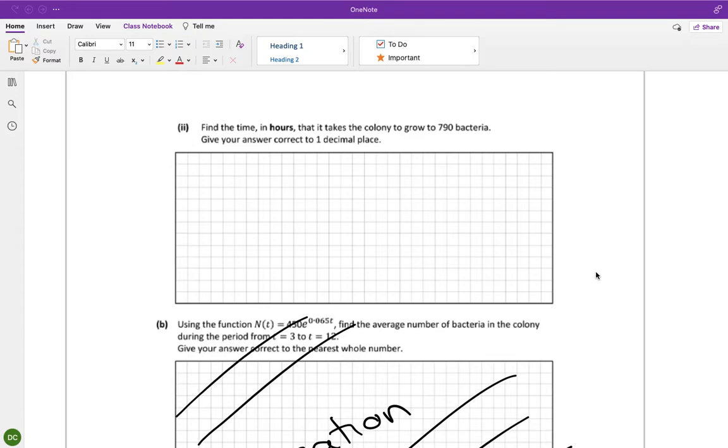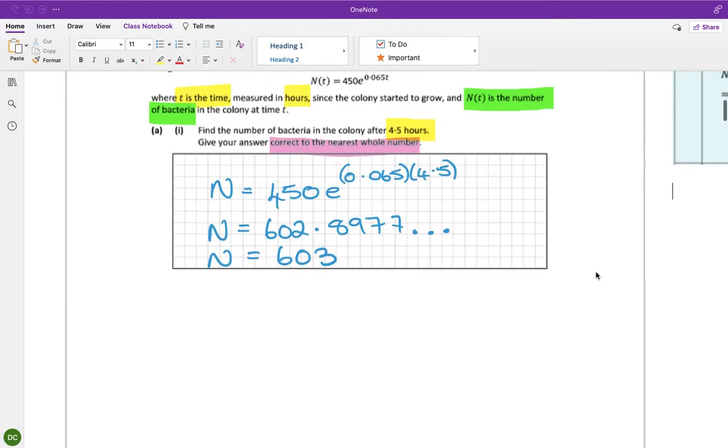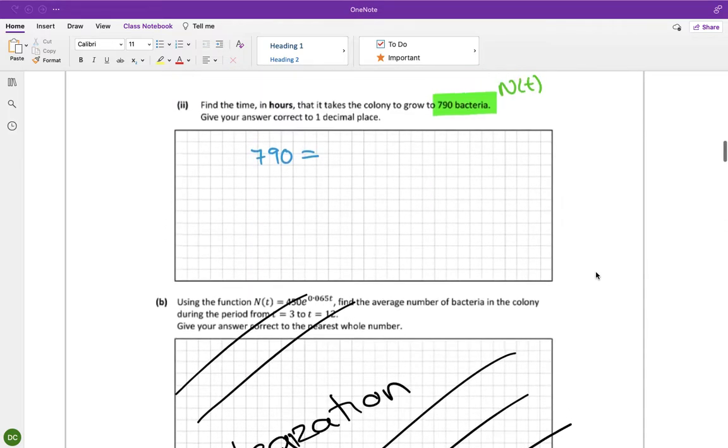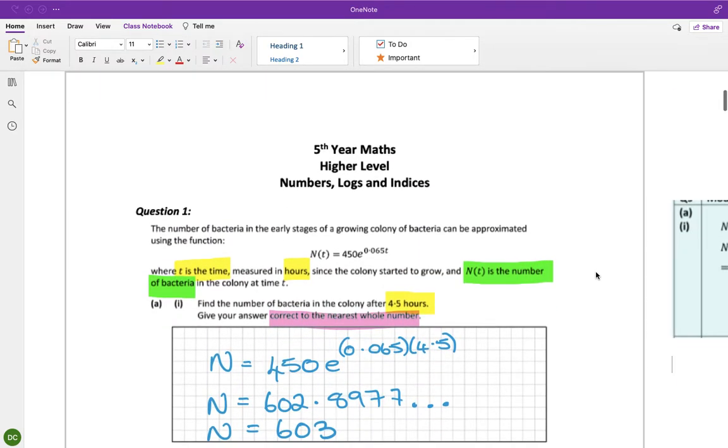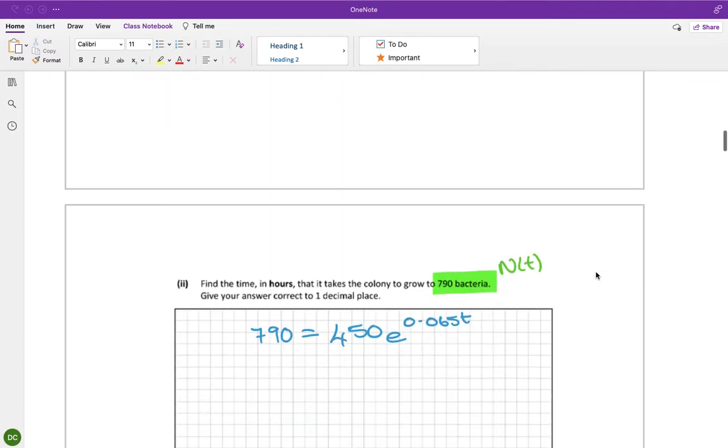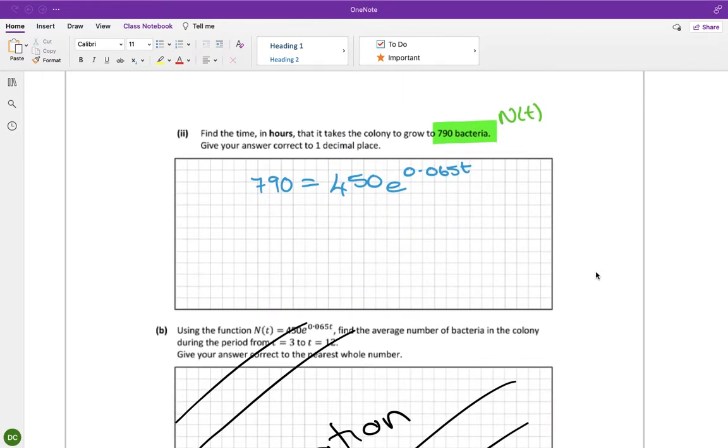Find the time in hours that it takes the colony to grow to 790 bacteria. They've given us N, the left-hand side, so it's 790 equals 450 e to the 0.065 t. We did a few of these in class. Divide across by 450 to cancel that and isolate your e.